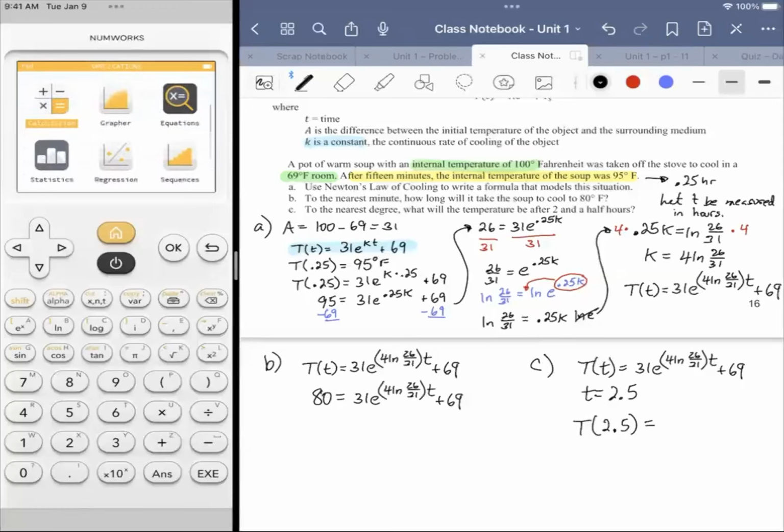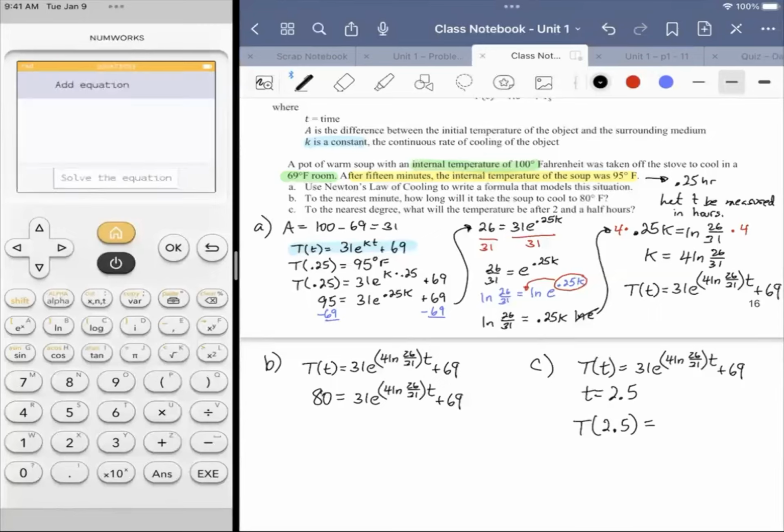So hit the home button. All right, so home. You could do it one of two ways. Let's start out, we'll do it in the order that the question appears. So I'm going to go to equations. All right, so equations, hit OK. And now I'm going to just put in this equation.